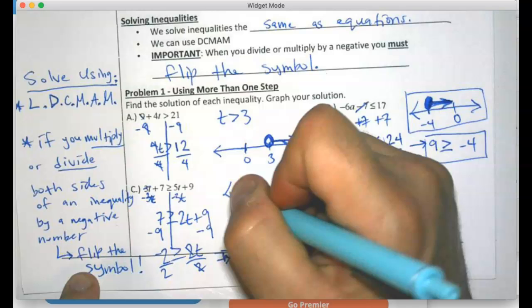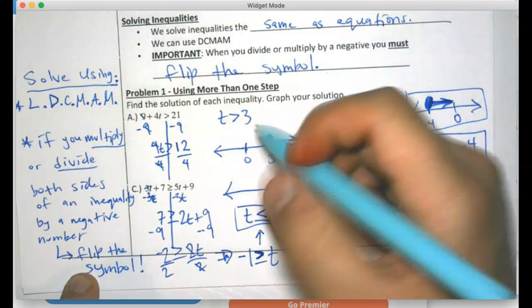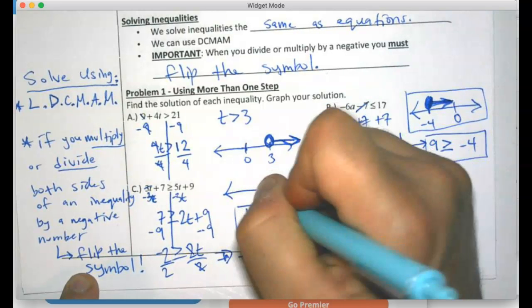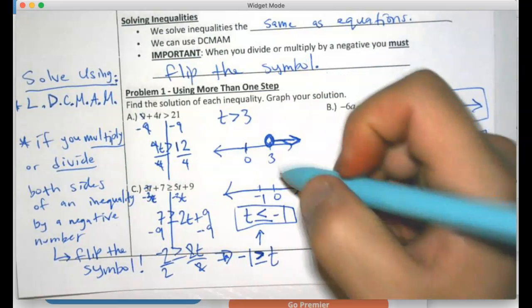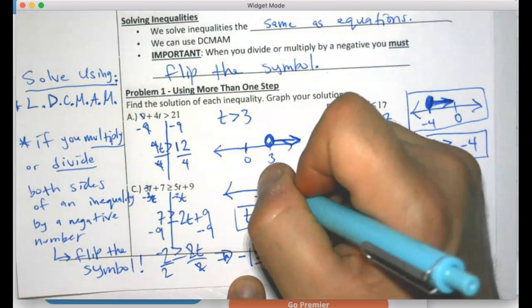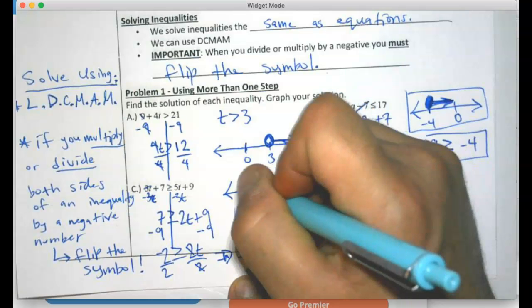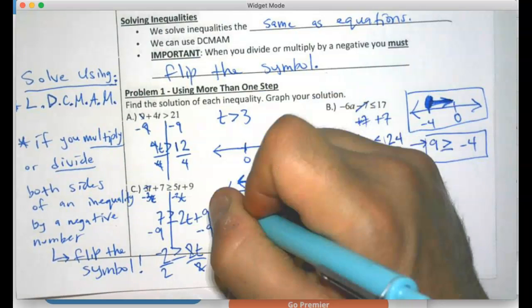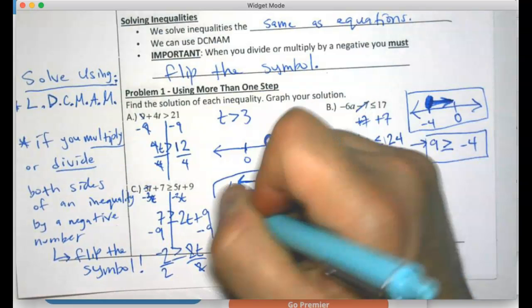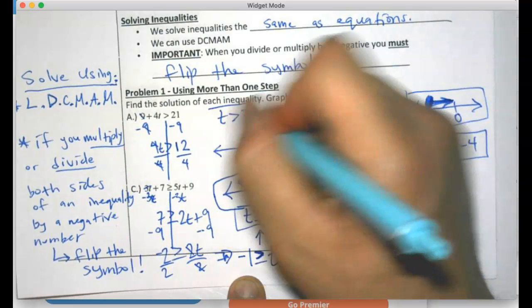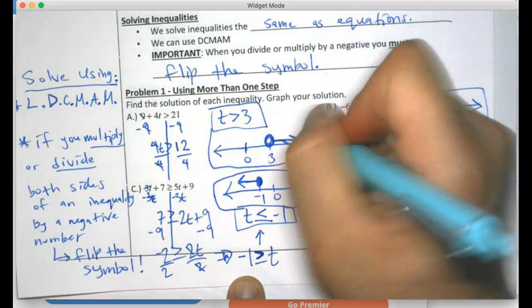And if t is less than or equal to -1, that can also be graphed. 0, -1. Less than or equal means a shaded circle at -1. Less than means point left. So there's that. You have your graph and your algebraic solution. Up here, I forgot to box that, so let's do that.